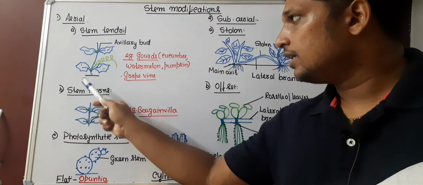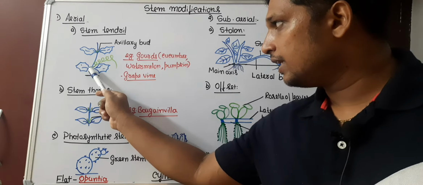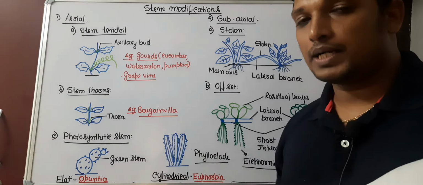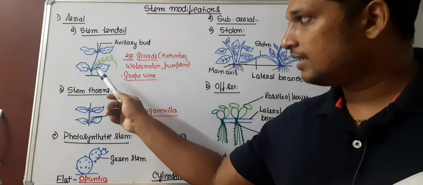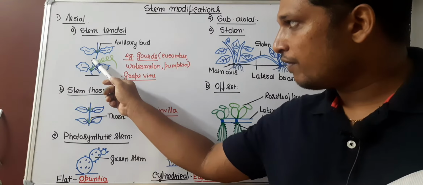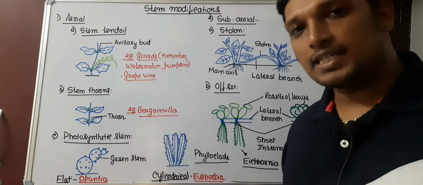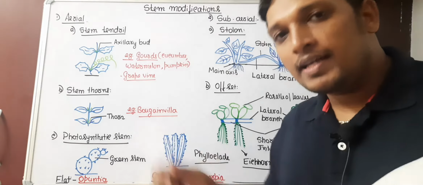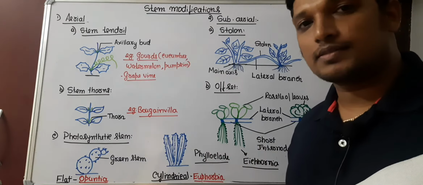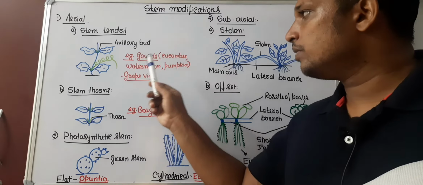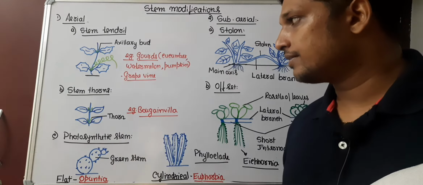If you consider a plant, at the axil of the leaf there is an axillary bud. But the axillary bud in these will be modified into a spirally coiled structure known as tendril. They will cling on to the surface which will help in climbing of the plant. Usually it is seen in creepers like gourds, cucumber, watermelon, pumpkins; grapevine will be having tendrils.